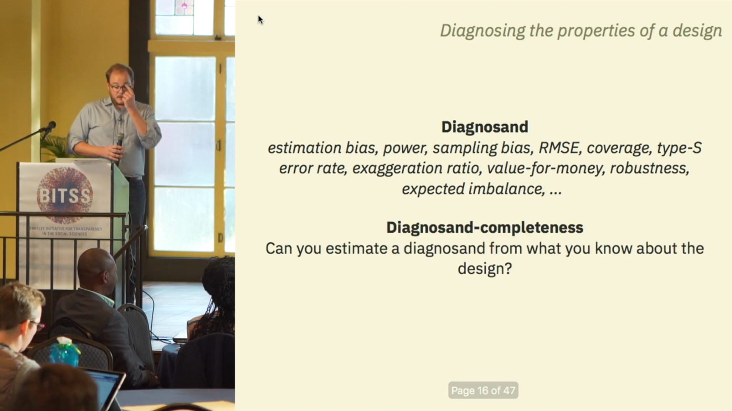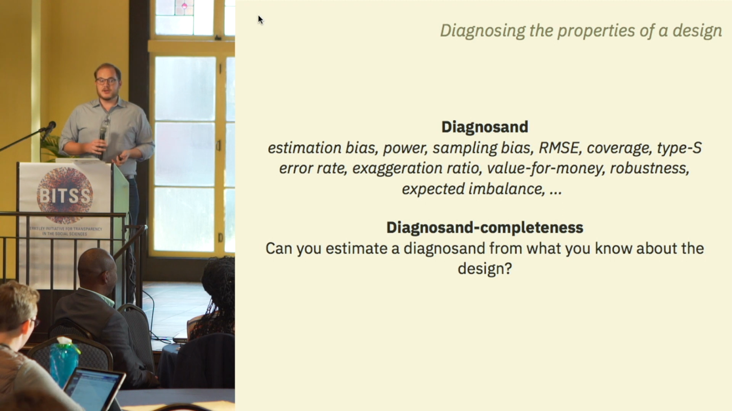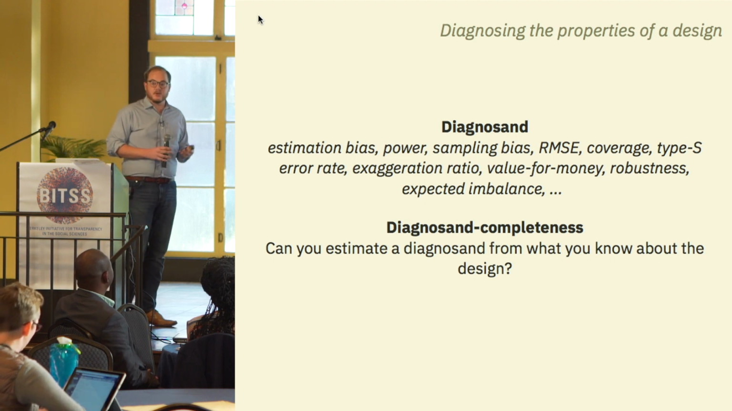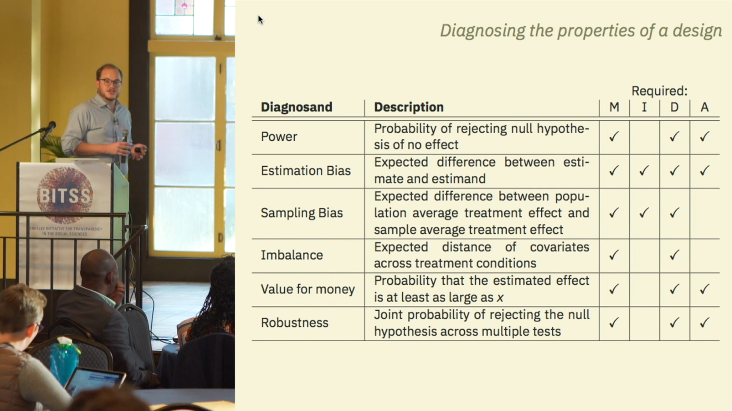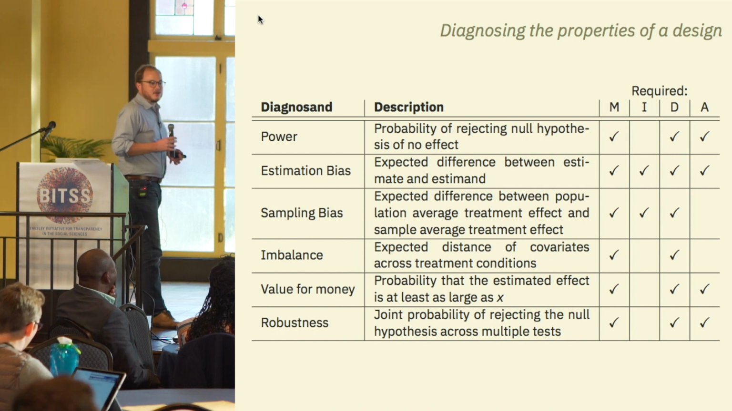So then the kind of answer that we provide to the question of how much information we need to know, and what information we need to know in order to answer the question, is this a good research design for the inquiry you pose, is that we're not going to tell you that. Instead we're going to ask you to answer the question, can you estimate a diagnosand that you care about in your design? So can you estimate the power of your design from what you know about the design, from what you've specified? And so this implies that the answer to that question is going to be different depending on the diagnosand that you're interested in.